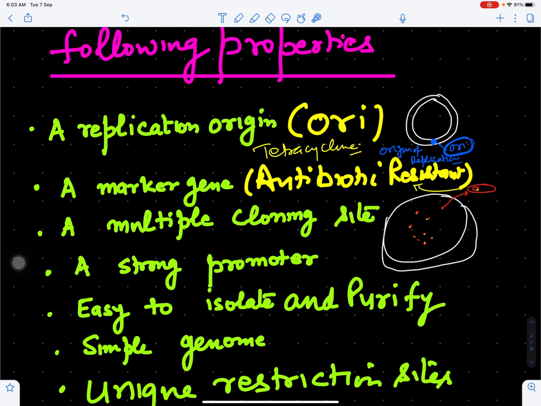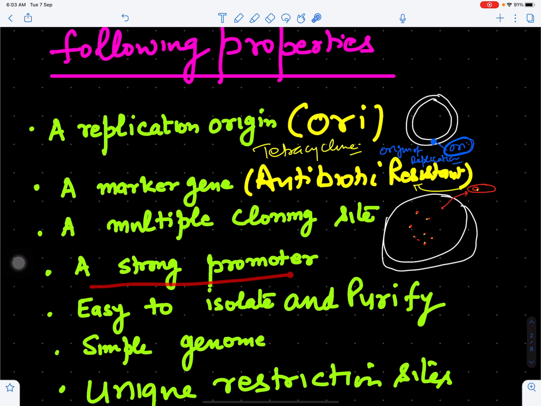So the vector should have a marker gene, which can be an antibiotic resistance gene or any other gene. Then it should have a multiple cloning site, so that it can be cut with the help of a restriction enzyme at various points, and this can be cloned in various ways. This is called a multiple cloning site.